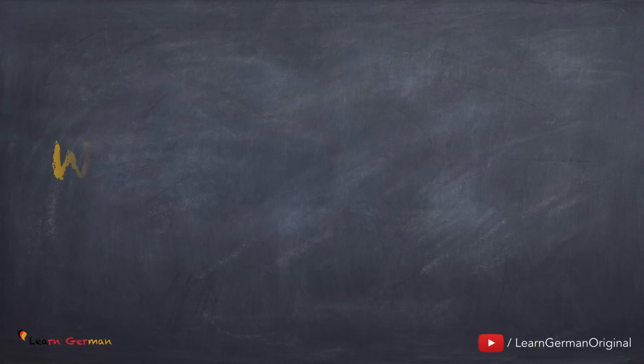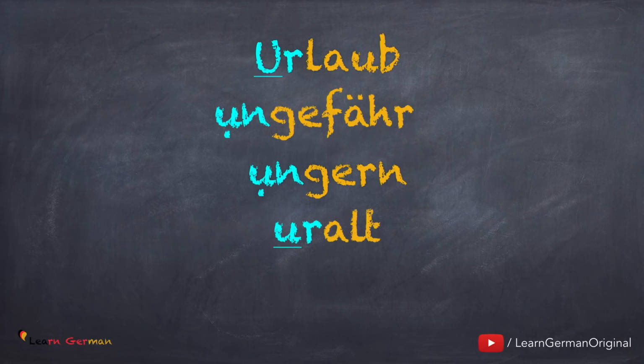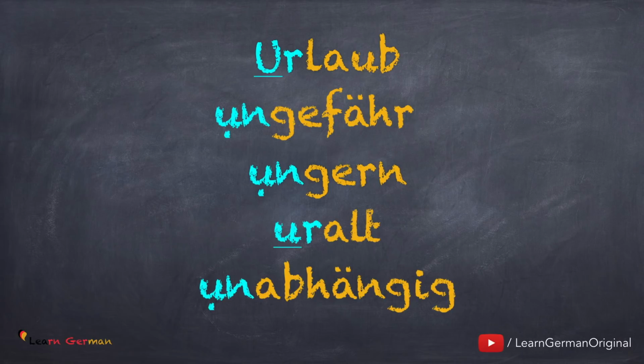These prefixes are always emphasized. Urlaub, ungefähr, ungern, uralt, unabhängig. Once again, Urlaub, ungefähr, ungern, uralt, unabhängig.